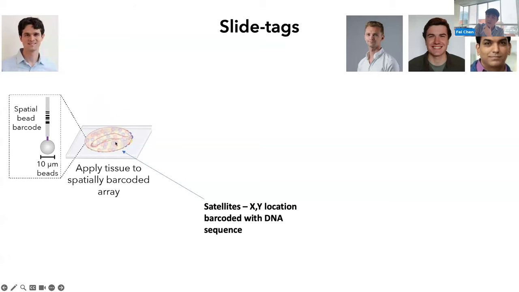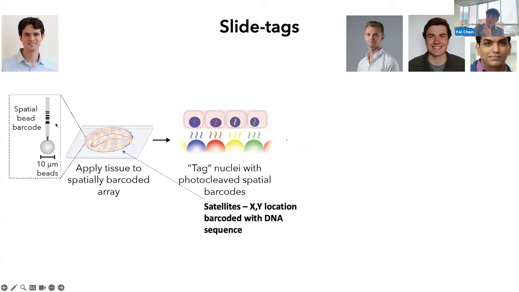instead of capturing the RNA, what we're going to do is dissociate these bead barcode oligos off and into the nuclei. We have this approach that allows us to photo-cleave them. They diffuse into these nuclei. And then effectively, you can think of these beads as satellites, releasing sequences of XY location, and they get picked up by the cells. And each cell picks up a distribution of spatial barcodes.